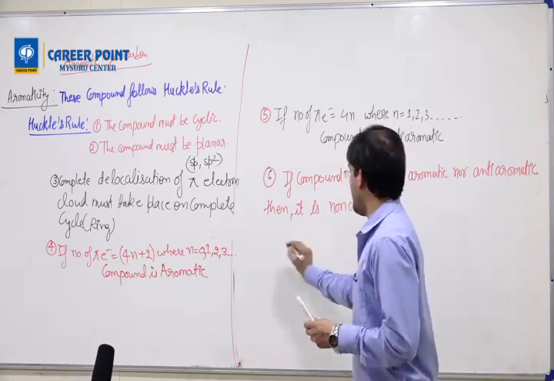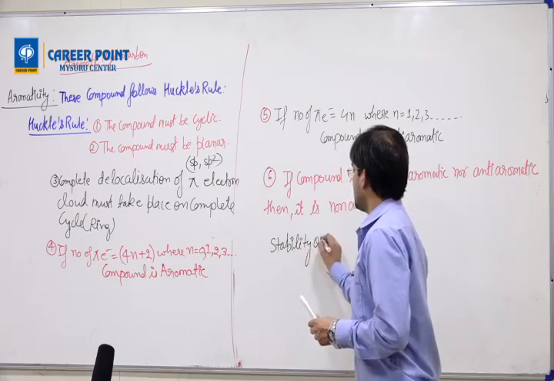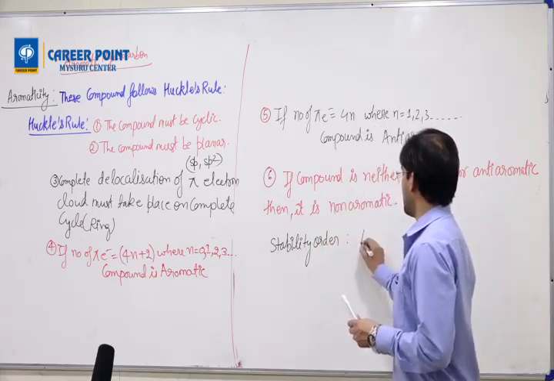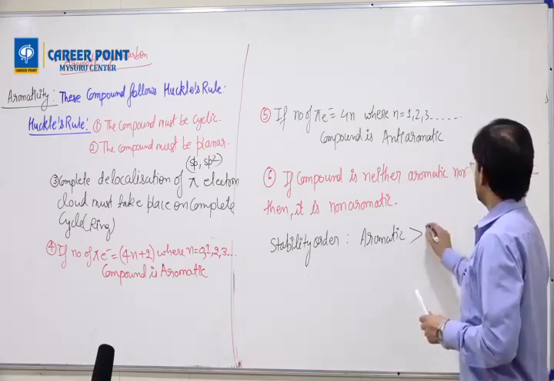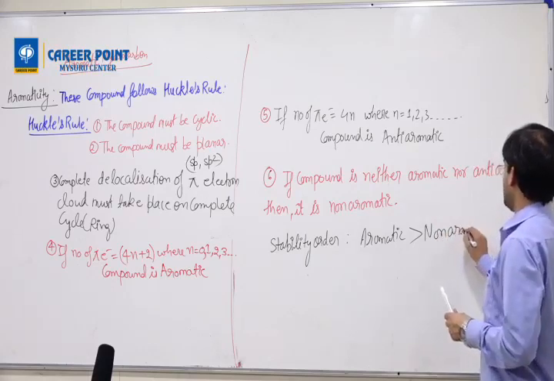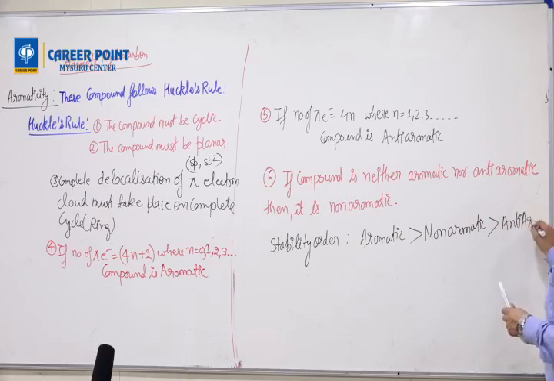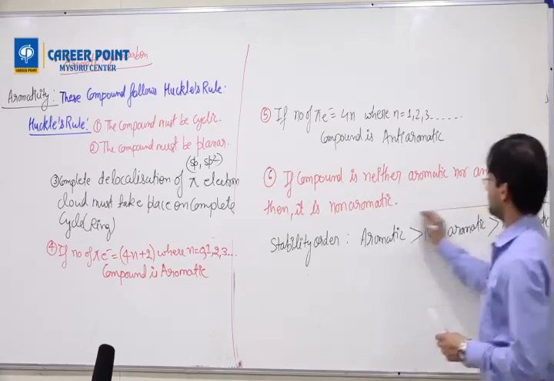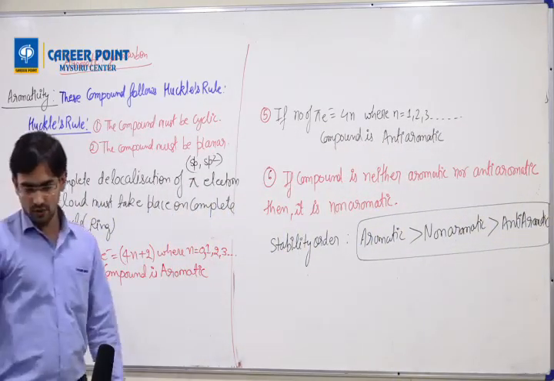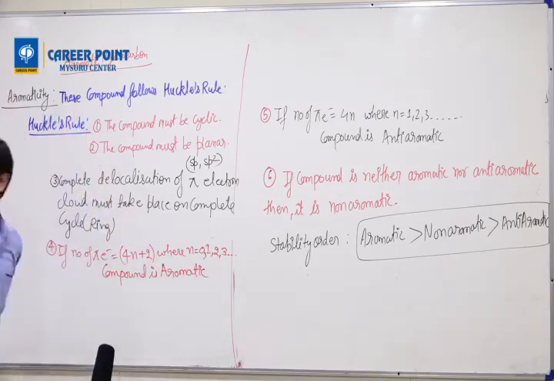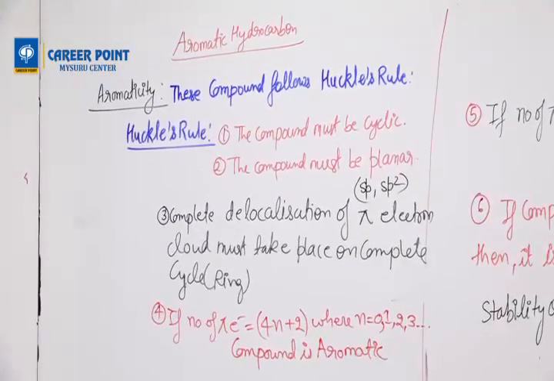And then the stability order. This is important. The stability order goes like this: aromatic, maximum stable. Then non-aromatic. Then anti-aromatic. Okay? So, copy this and read it again. If you have doubts, you ask me which line you have doubt in.